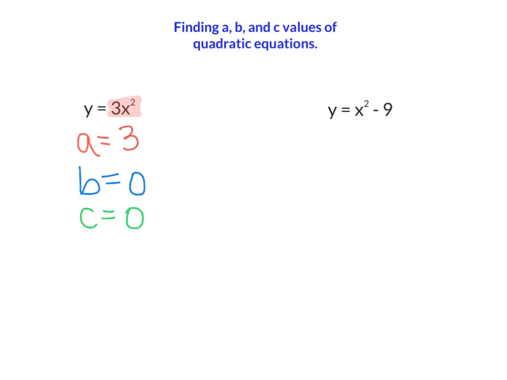On the right here, we have a, which again is the value in front of our x squared. Since we don't see a number there, we know it's 1. Then I go to my b value. I don't have an x, so my b value is going to be 0. Then I go to my c value, and I do have a constant. It's -9. Since it's -9, I treat that as -9.